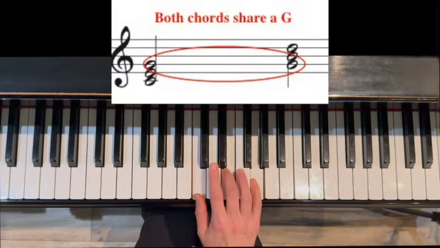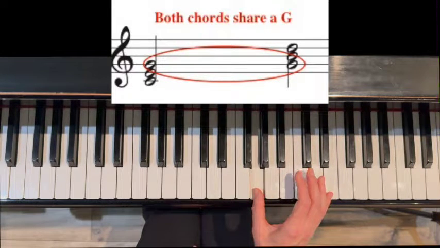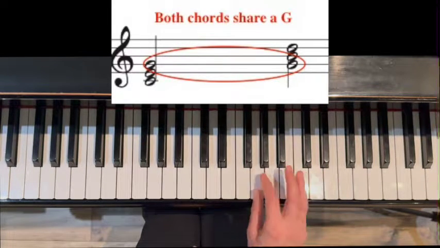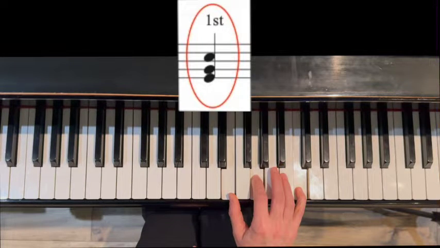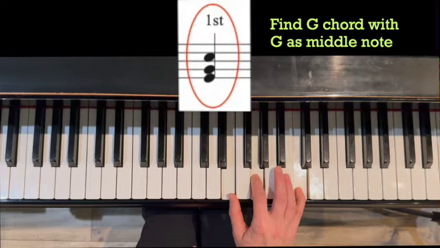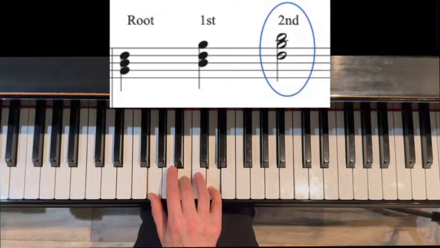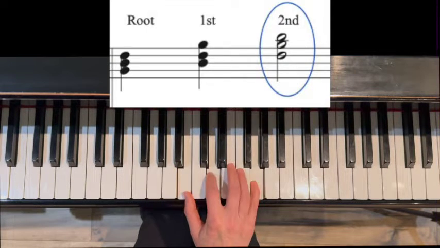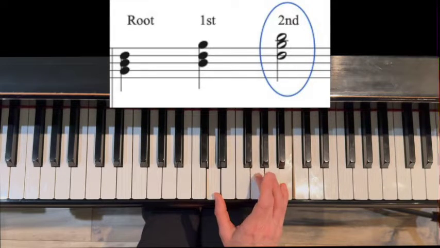So now we have our 1 chord and our 5 chord. You can see right here, the 5 chord and the 1 chord share a G. In first inversion, the G is the middle note, so now we've got to find the G chord that has G as the middle note. Root position G, G's on the bottom. First inversion G, G's on the top. And finally, second inversion, G's in the middle. So that's what we're going to use for this.